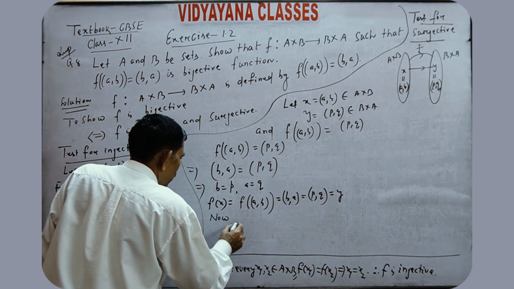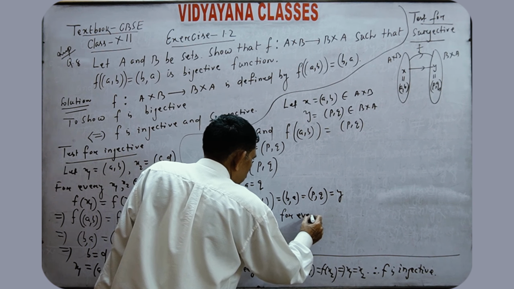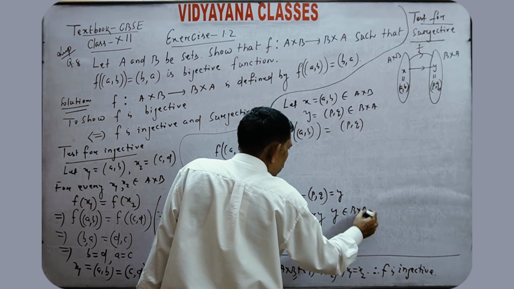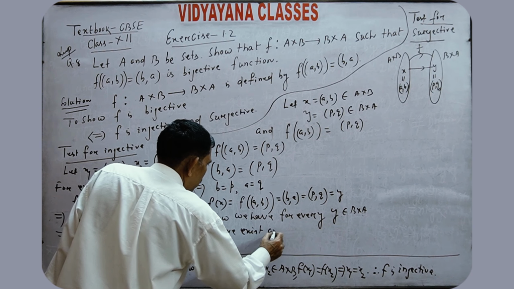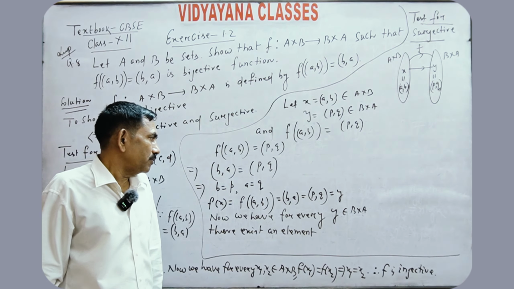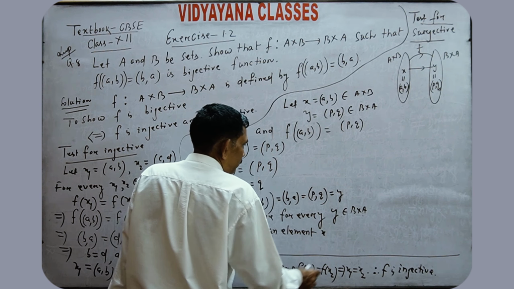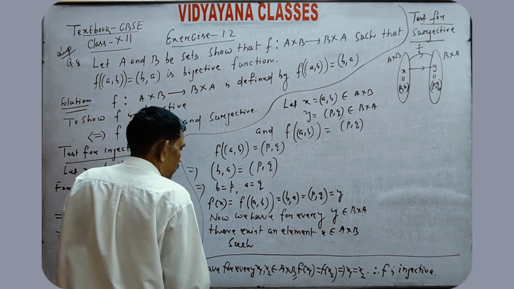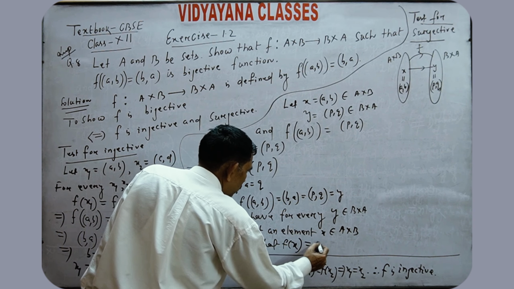Now we have, for every Y belongs to B cross A, Y meaning PQ belongs to B cross A, there exists an element X belongs to A cross B so that F of X is equal to Y.